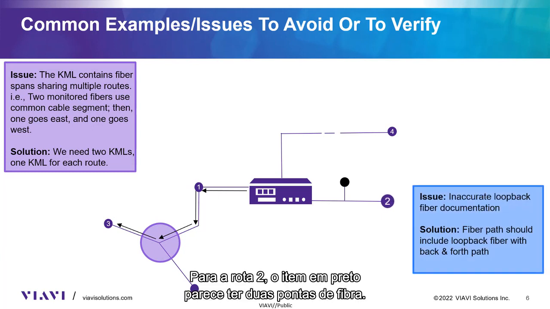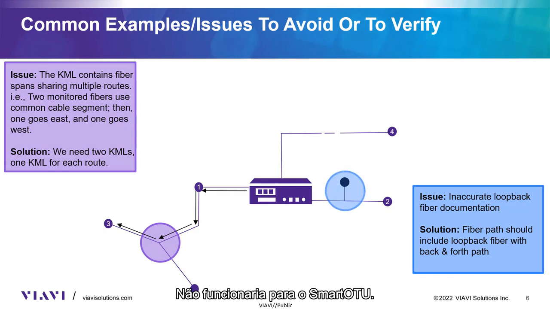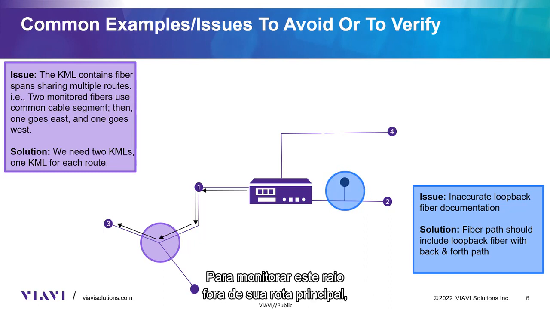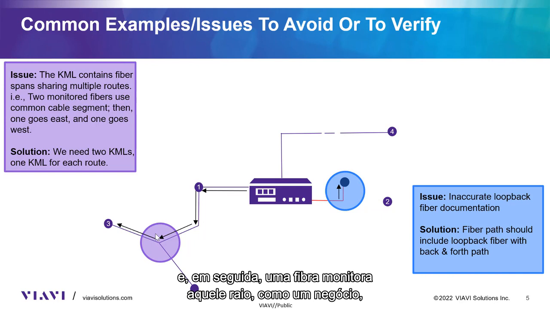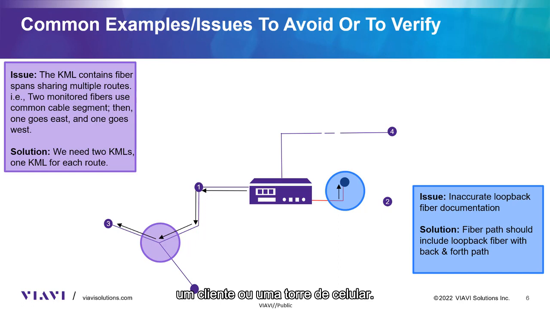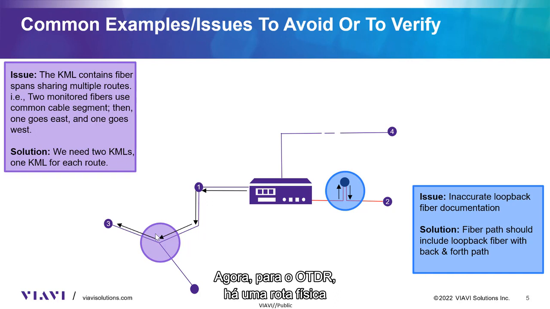For route 2, the item in black, there appears to be 2 fiber ends, so this would not work for Smart OTU. To monitor this spoke off of this main route, a loopback fiber needs to be used. So in the red picture going to route 2, a fiber is monitored, then a fiber monitors to that spoke, such as a business, a customer, or a cell tower, and a second fiber is monitored back to the main route, and then the route continues to the end at point 2. So now to the OTDR, there is one physical route and there is one map route.